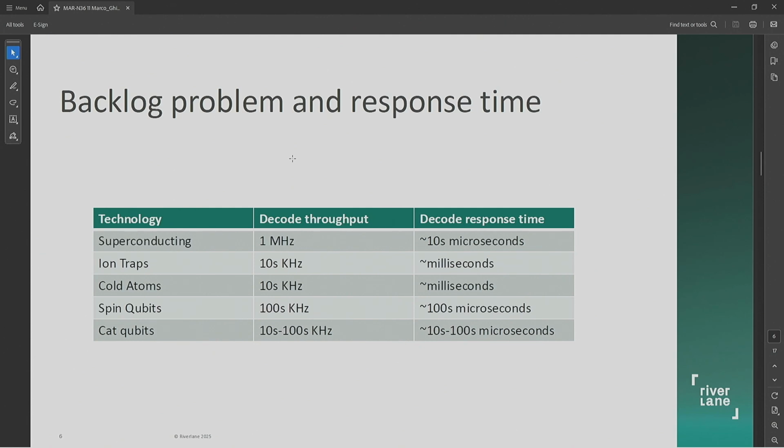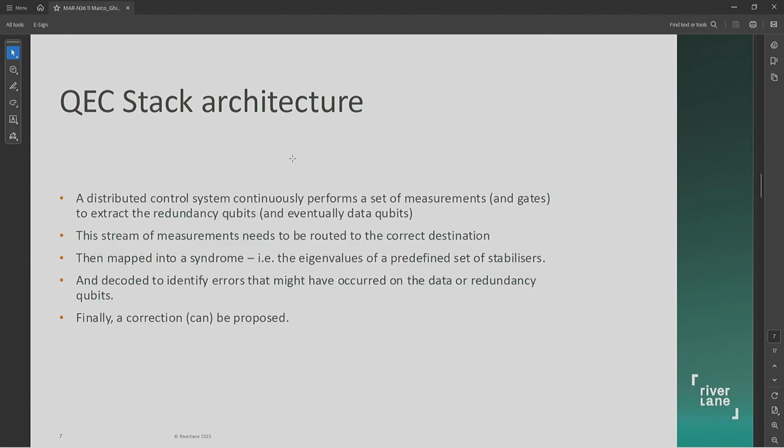The decode response time is this: errors happen in space and time, so you can't just correct looking at the space. You need to look at the time dimension. That means you need to perform multiple rounds of error correction, of syndrome extraction, and do error correction on that. It means you create a pile of them, and then you make a decision. So that's why the response time is affected by accumulating these errors, and then sending back a decision.